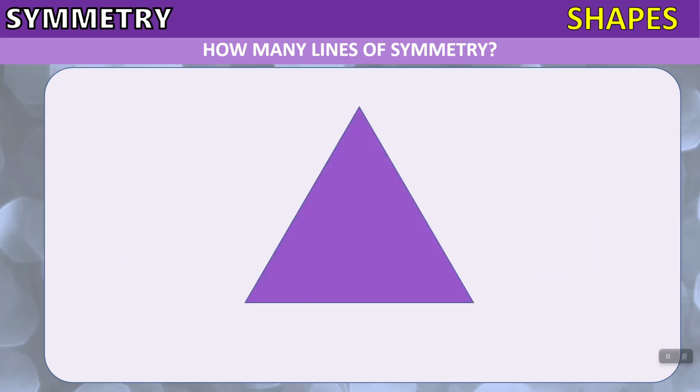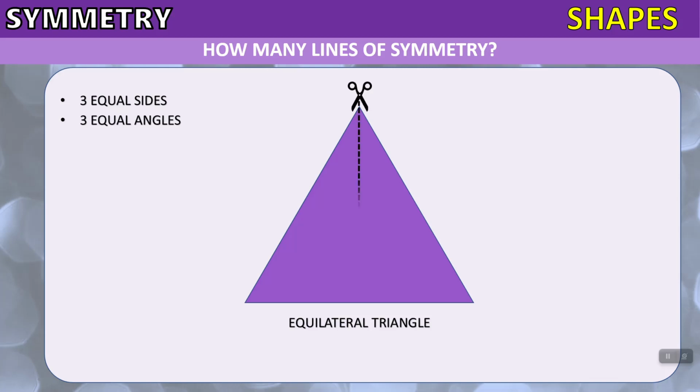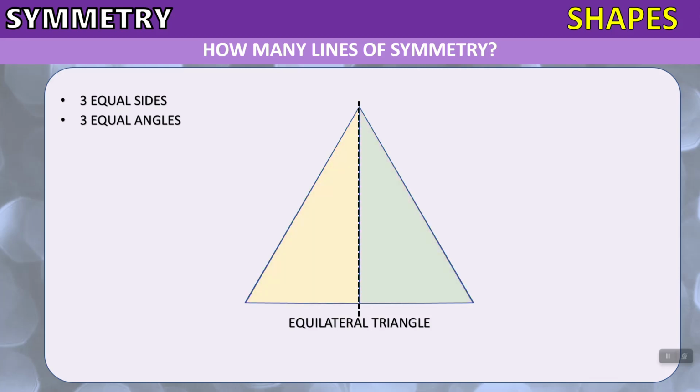Now what happens when we look at an equilateral triangle? That means that every side is the same length. 3 equal sides and 3 equal angles. Perhaps we can see that if we start at the very top and came down through the middle, that could cut that in half. That's one line of symmetry. Here's one half, here's another half. So that's one line of symmetry so far.